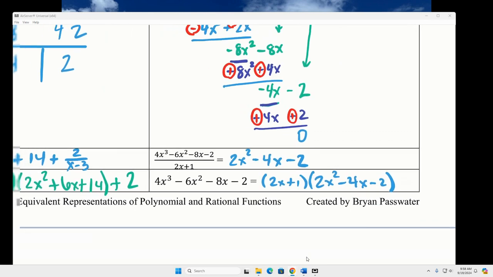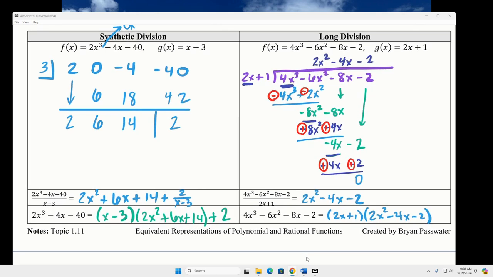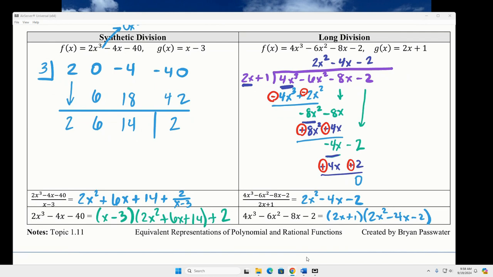Okay, so looking at those two, what questions do you guys have about synthetic or long division? Good? You don't know yet? Okay.